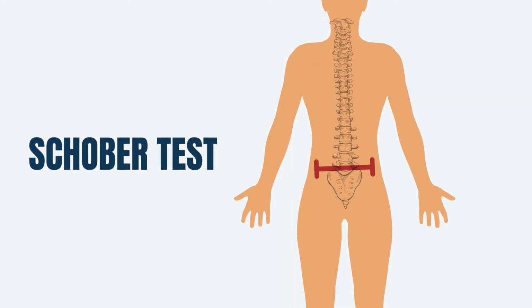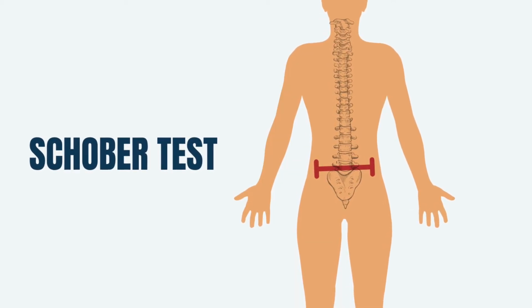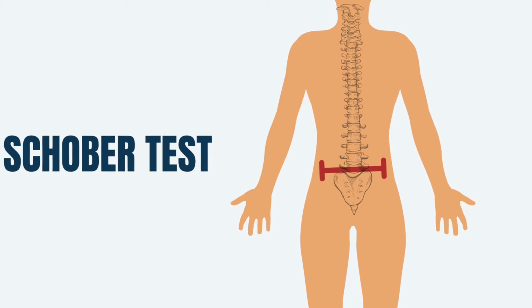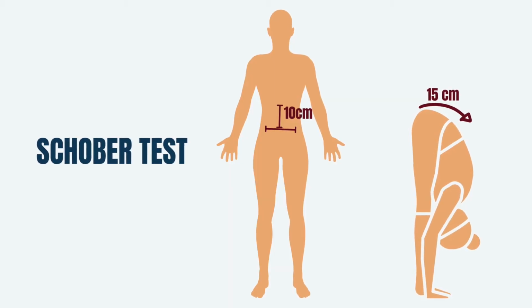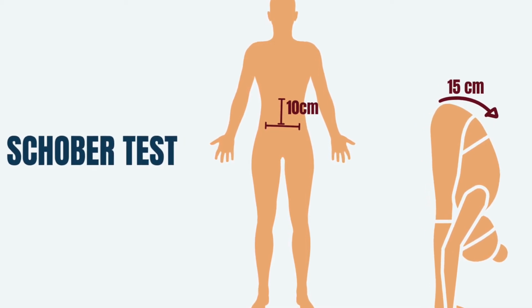So this test will measure the forward flexion of the lumbar spine. The patient is asked to stand erect with feet apart to approximately the same width as the shoulders. A mark is placed at the midpoint of an imaginary horizontal line that joins the two posterior superior iliac spines. A second mark is placed as a vertical line 10 centimeters above the first mark. The patient is then instructed to bend forward as much as possible, if it's possible to touch the floor with the fingers, but they have to keep the knees straight.